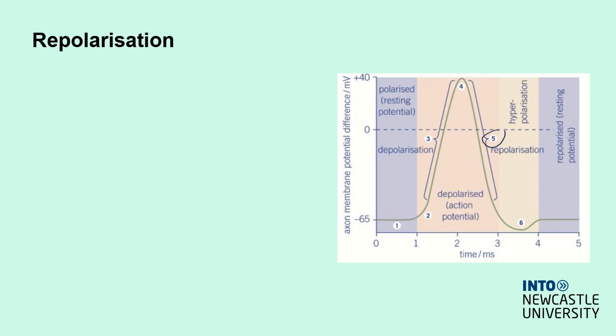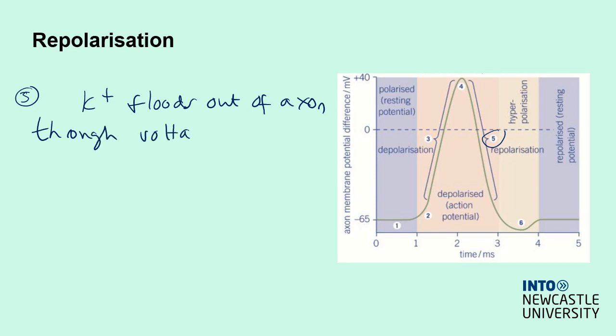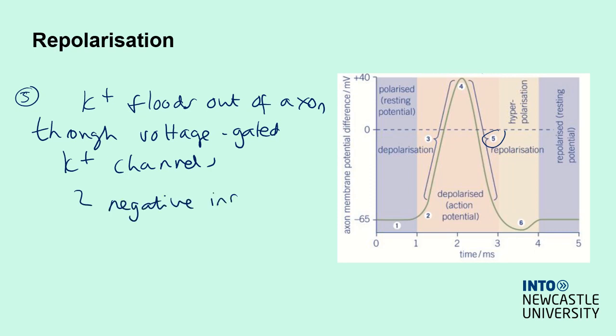Repolarization is shown at stage 5. So in stage 5 we had those voltage gated potassium channels open, so the potassium floods out of the axon through the voltage gated potassium channels and takes with it its positive charge, so we become negative inside the axon. So that will shoot us down into negative again.